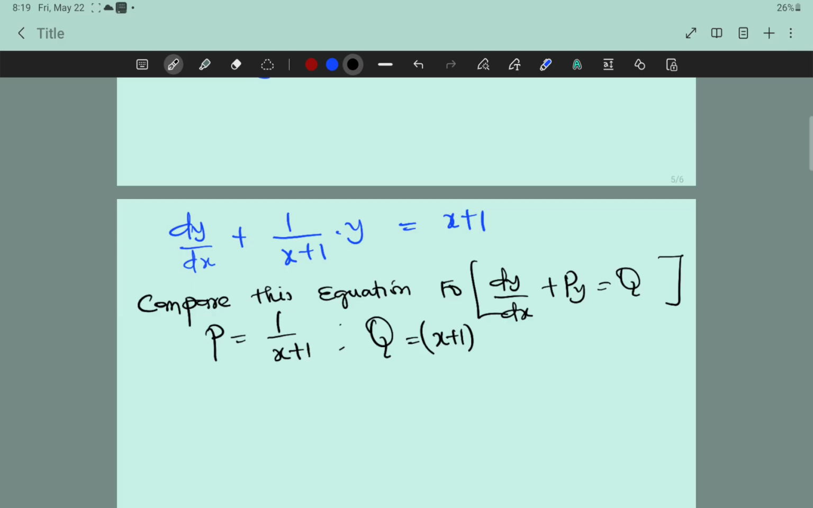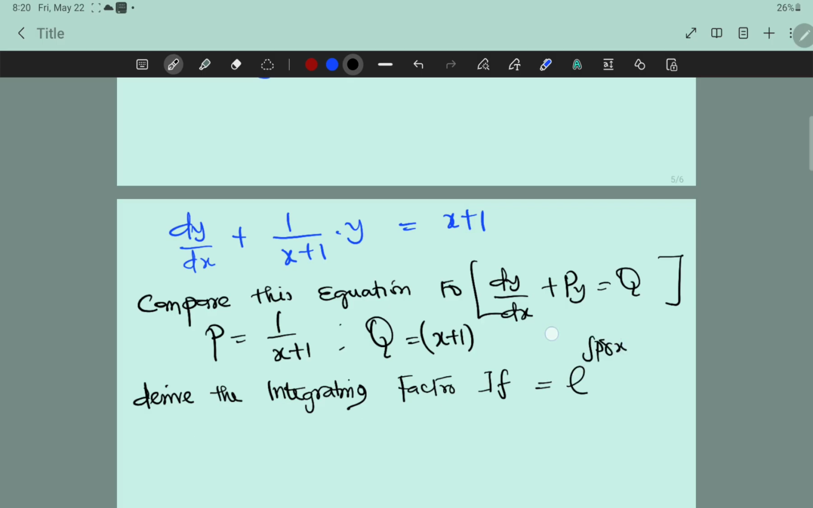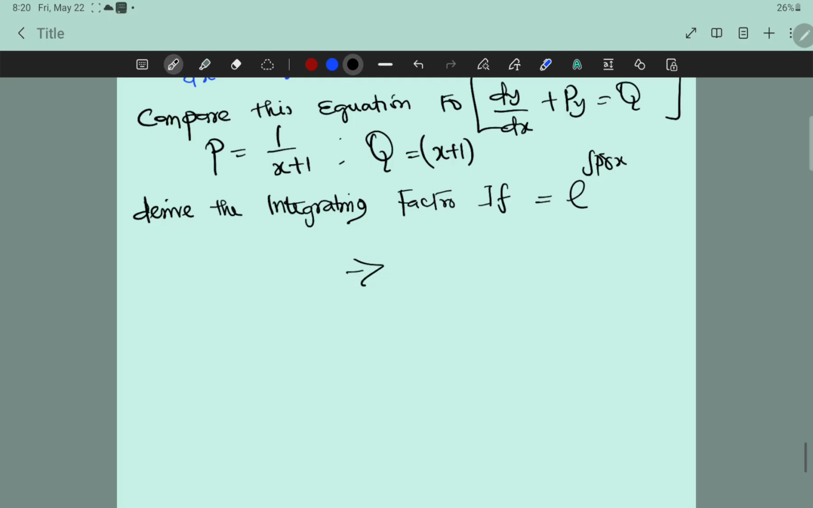So in this case, let us find the integrating factor. Derive the integrating factor. Integrating factor is IF, which is exponential integral of p dx, which is exponential integral of what is p? 1 over x plus 1 dx. Is that not? Is that not? All right.